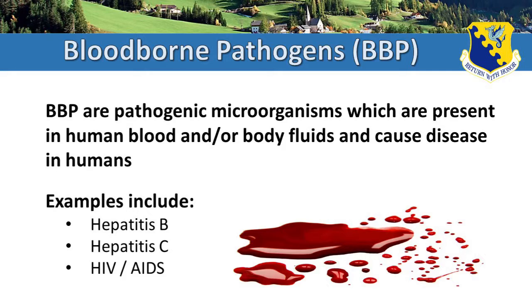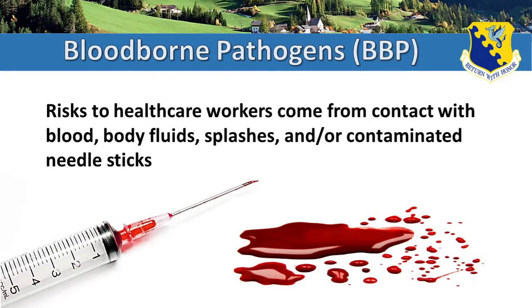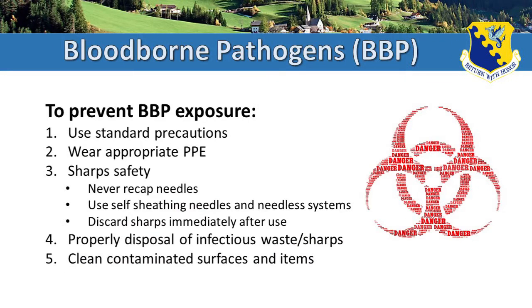Bloodborne pathogens are pathogenic microorganisms which are present in human blood and/or body fluids and cause disease in humans. Some examples include hepatitis B, hepatitis C, HIV, and AIDS. A healthcare worker's risk of acquiring a bloodborne pathogen comes from contact with blood, body fluids, splashes, and/or contaminated needle sticks during patient interactions.